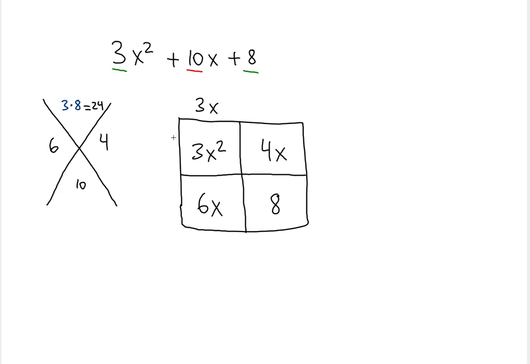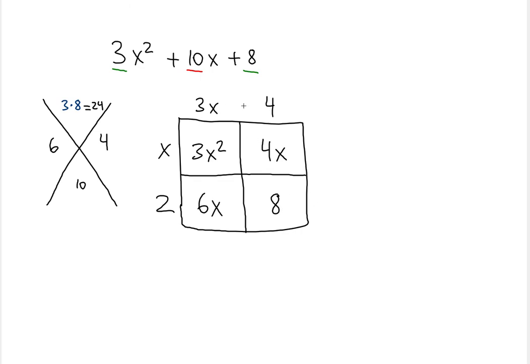then 3x times something should give you 3x squared. So that row will have x, because 3x times x is 3x squared. Now 3x times something gives you 6x, which is going to be 2, of course. Just 2. Now you already have the x for the 4x, so you know that x times 4 will give you 4x. And as you can see, this matches very well. 4 times 2 is indeed 8.